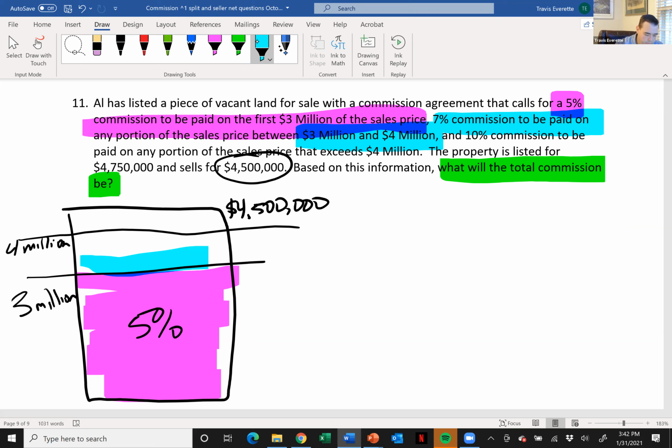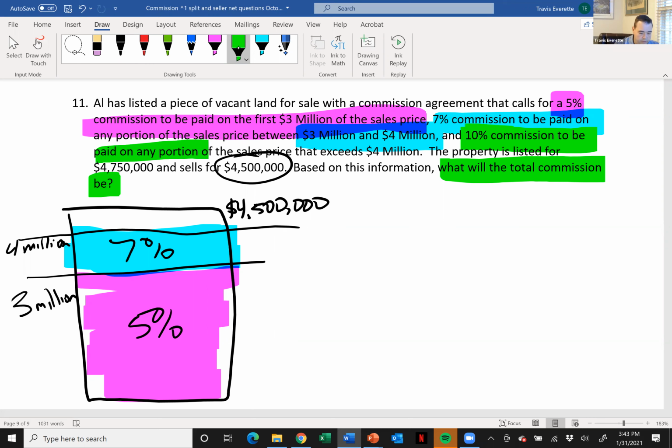We said that was going to be blue. And that one was at 7%. And then it gives me the bonus zone up at the top and a 10% commission to be paid on any portion of the sales price that exceeds 4 million. So that's going to be up here at the top, in the top box, and that's going to be all the way up at 10%. Love to get up in that zone.